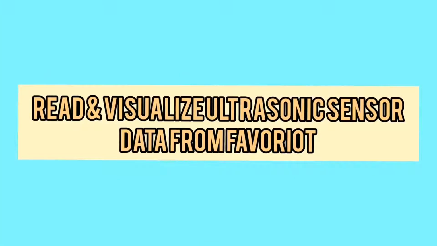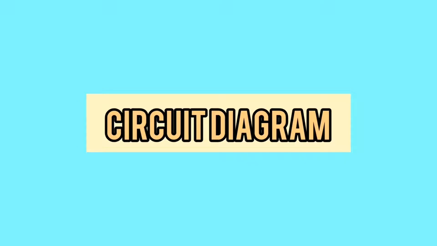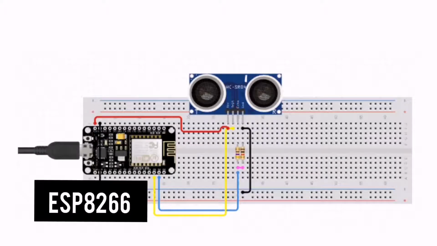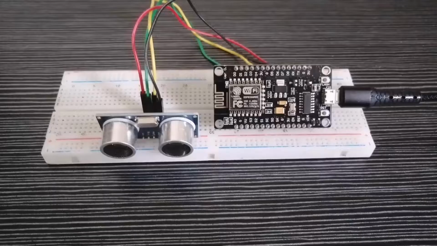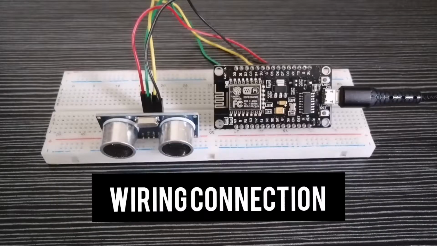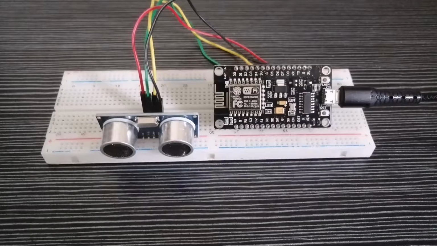Assalamualaikum and hello. In this video, we will read and visualize ultrasonic sensor data from the FAVORIOT platform. This is the circuit diagram, which the components are ESP8266 and ultrasonic sensor. This is the wiring connection for the ultrasonic sensor and ESP8266.